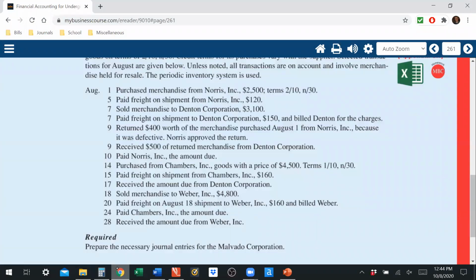And then on August 24th, we paid Chambers the amount that we owe Chambers. Wait, Tyler says, you would debit shipping expense. Let's see, what is he asking? Is it a question or is this a statement? I think it's a question. Would you debit shipping expense rather than the freight in account if you had to pay for the shipping?